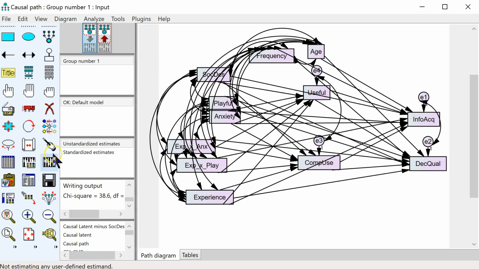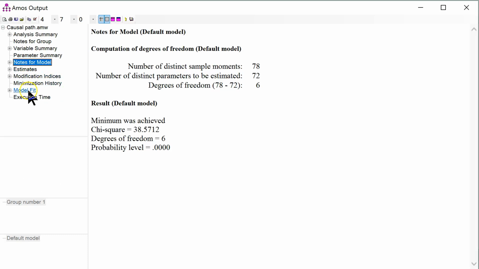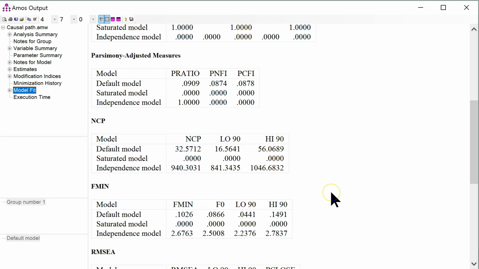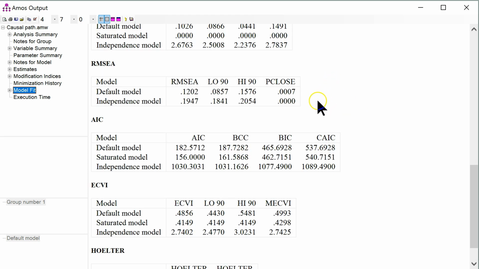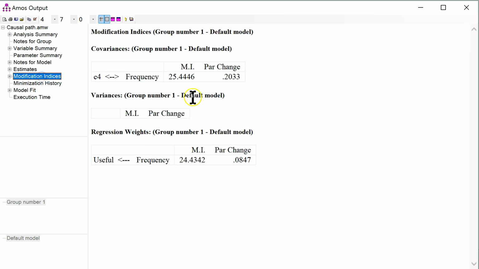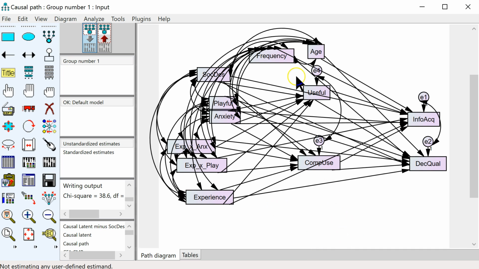Let me run this and make sure we still have good model fit. Sure enough, good model fit. CFI is good, RMSEA, actually it's not so good. Neither is the P close. Might want to check out SRMR, but for now, yeah, that's not fabulous. If we look at the modification indices, E4 to frequency, which is probably usefulness and frequency. So let's control for the effect of frequency on usefulness, and we'll do it on comp use.